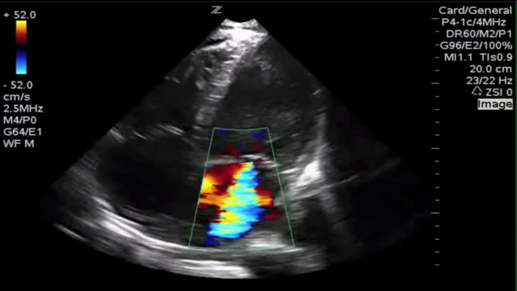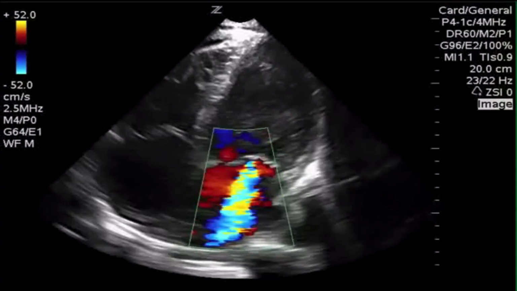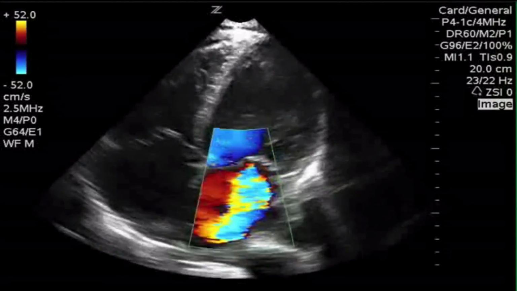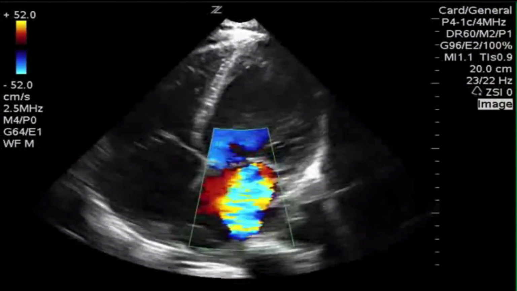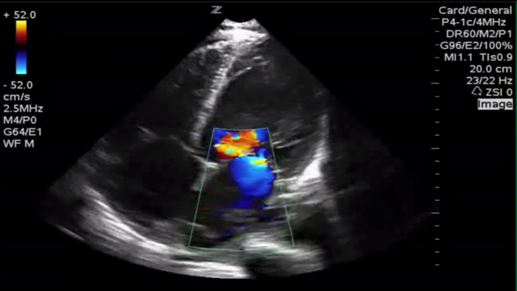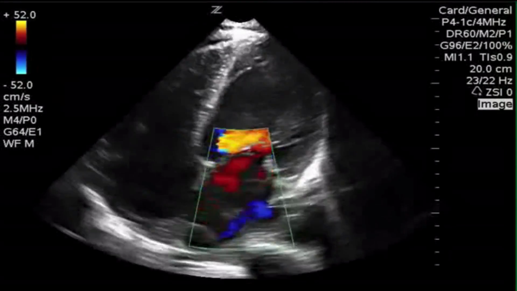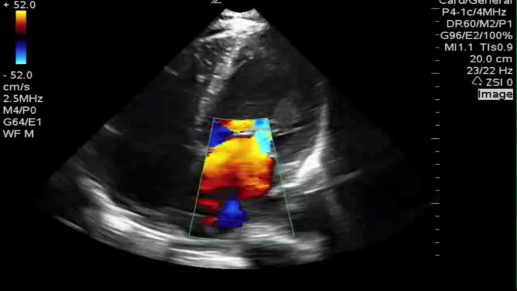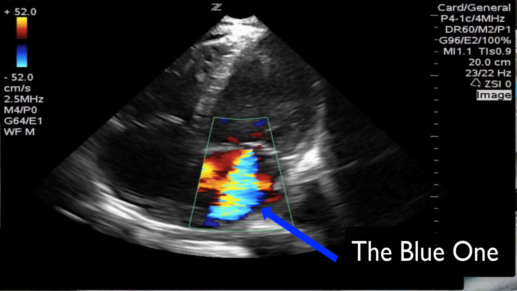Now, I know the C button or color button is intimidating because it's an extra button on the machine, but if you're in the cardiac mode, you can put it on color, and looking for regurgitation is pretty easy, and often it is clinically significant. In this patient, you can see that that regurgitant jet fills up almost the entire atrium.